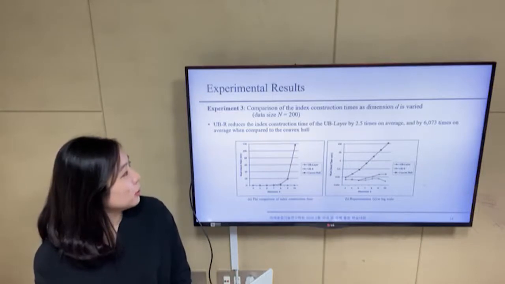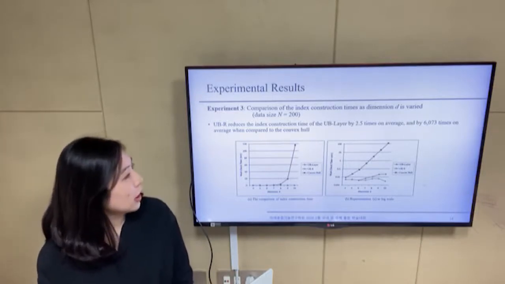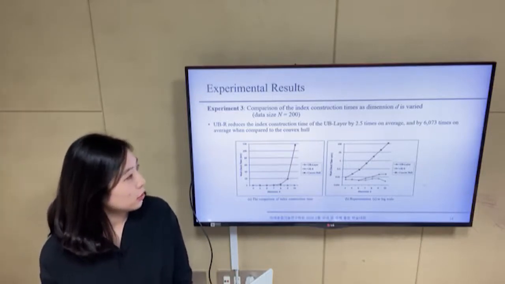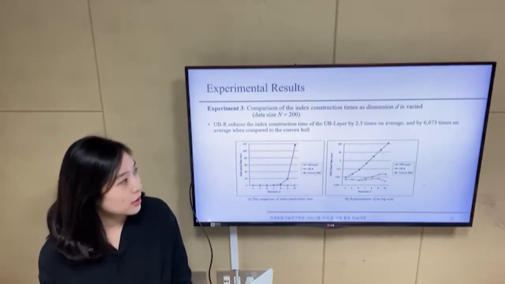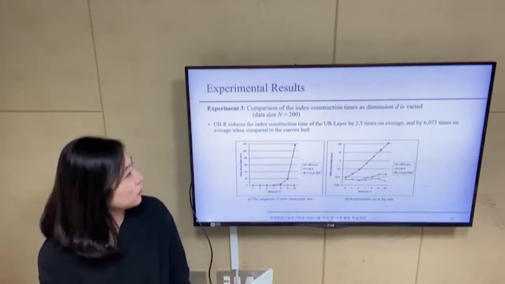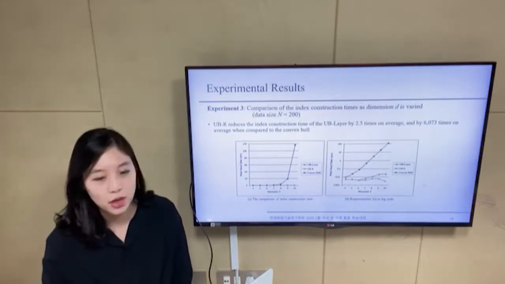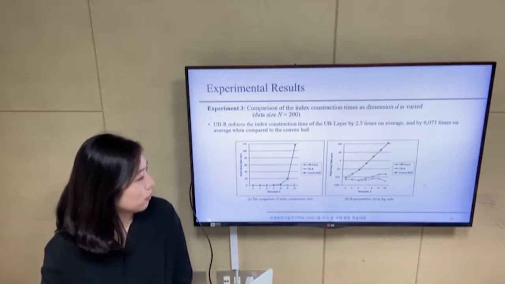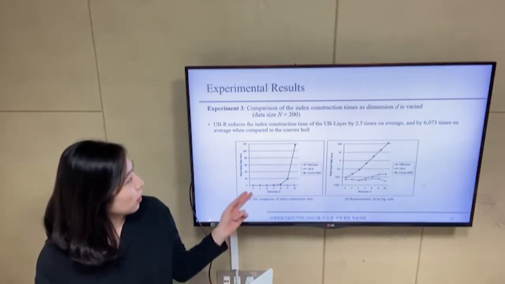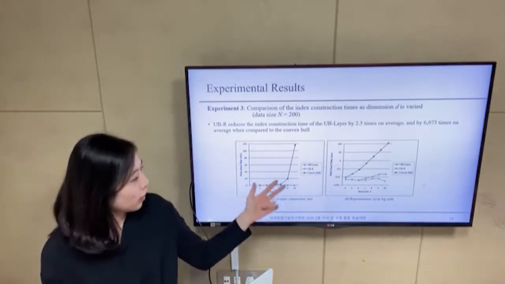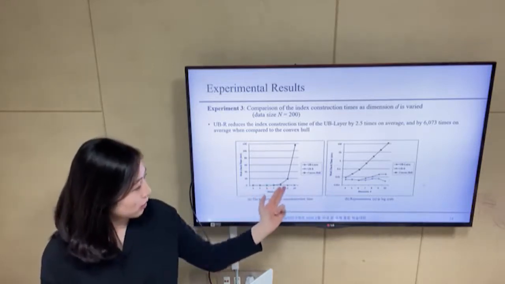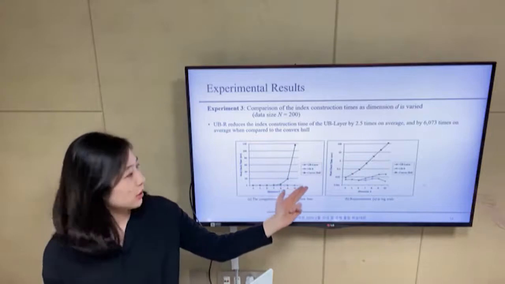And UBR reduces the index construction time of UB layer by 2.5 times on average and by 6,073 times on average when compared to convex hull. So UBR reduces the index construction time more and more when dimension is high.